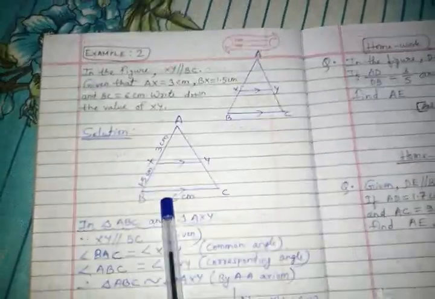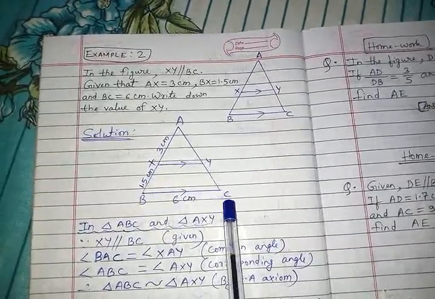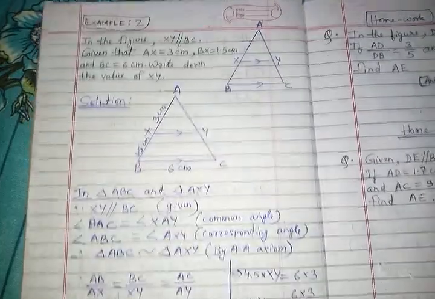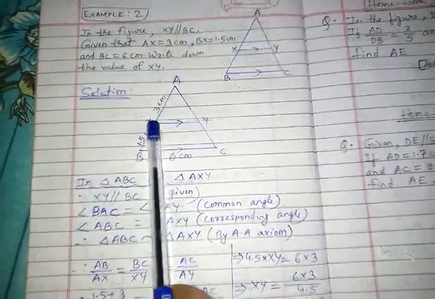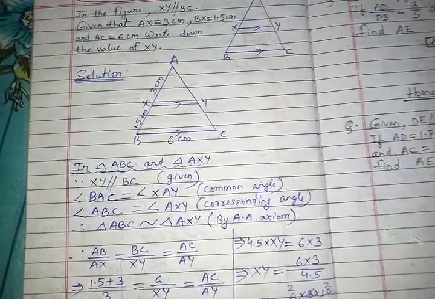Same diagram I made here, and I wrote the respective values. And this is parallel to this. XY is parallel to BC. Now, as you all know, you have to find XY. This portion we have to find. So now let us begin.